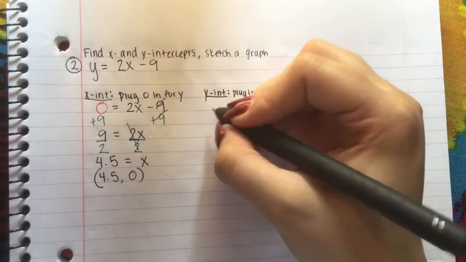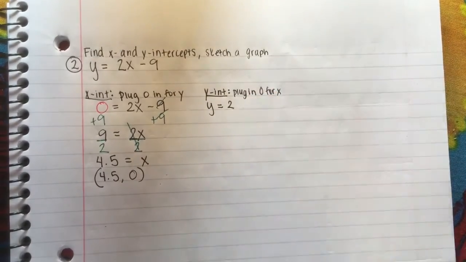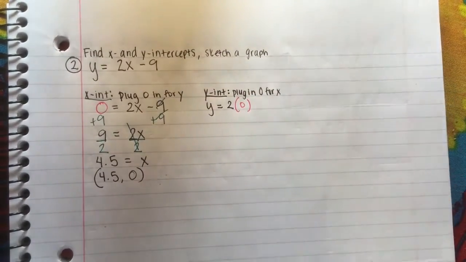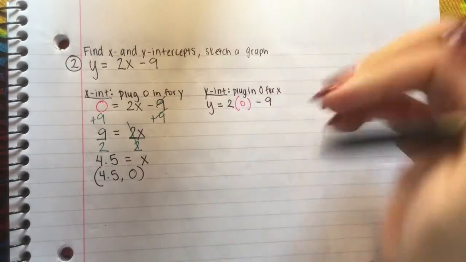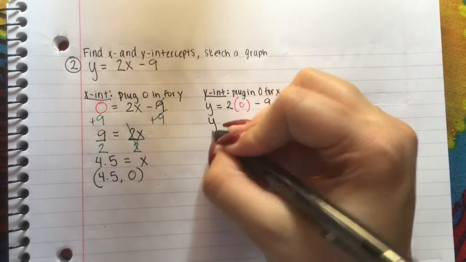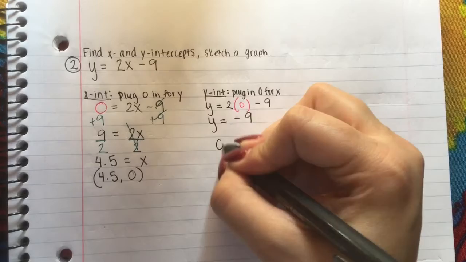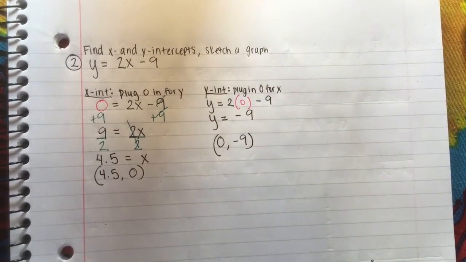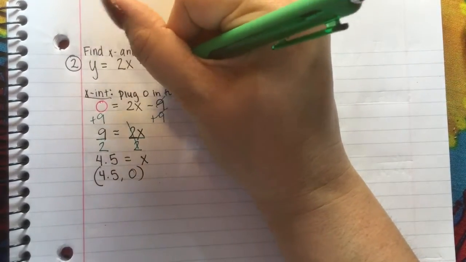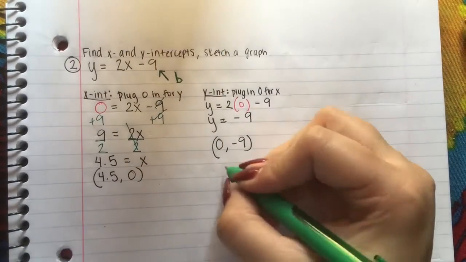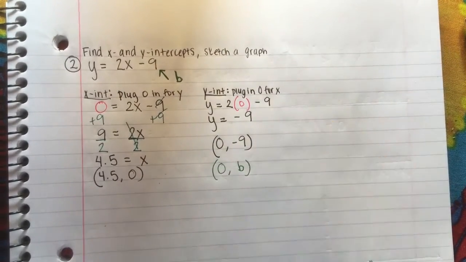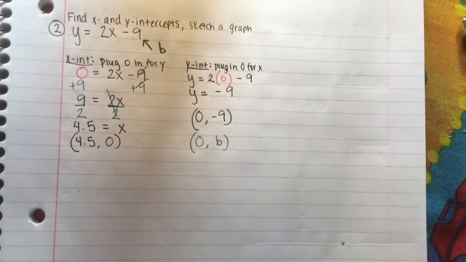So this time I'm going to have y equals 2 times 0 minus 9. And we're going to go ahead and solve this problem. Anything times 0 is always going to give you 0. So that's why our y-intercept is 0 comma b. Notice how that b value in my y equals mx plus b equation is the same y-intercept that I'm finding when I do this algebraically.